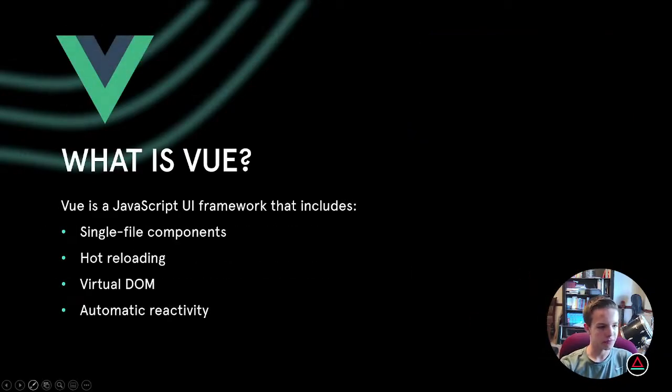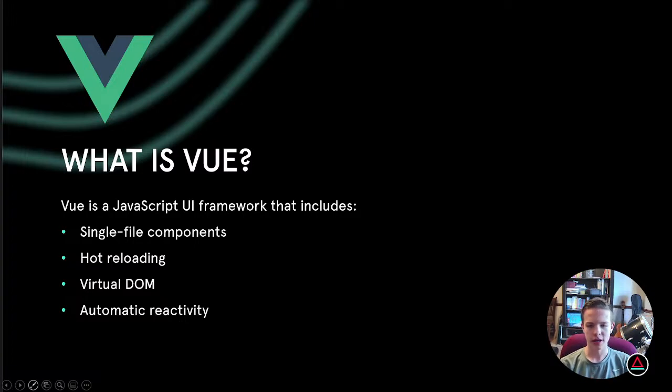So what is Vue? Vue is a JavaScript UI framework that includes single file components, hot reloading, virtual DOM, and automatic reactivity. So single file components are just individual building blocks for your application. We'll talk a lot about those later. Hot reloading is just a feature that allows you to automatically reload a site if you make changes to any part of it.